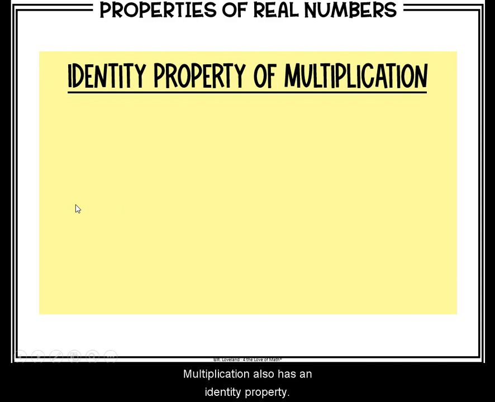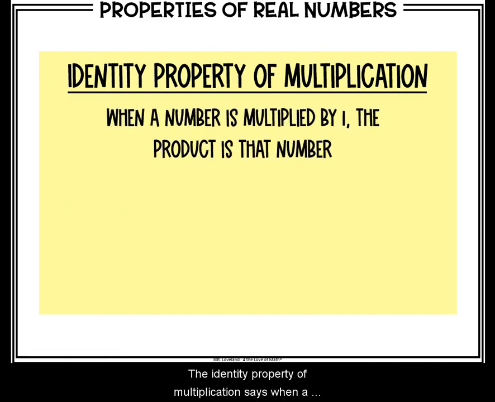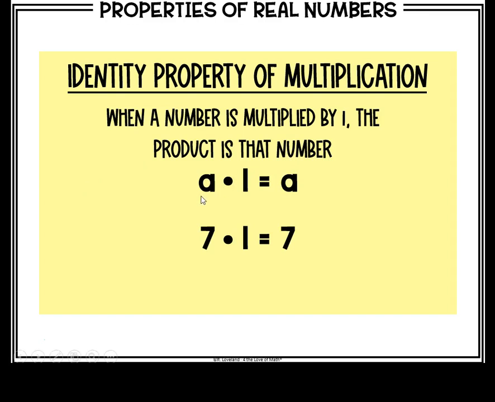Multiplication also has an identity property. The identity property of multiplication says when a number is multiplied by 1, the product is that number. So when we have a value a times 1, the product is always going to be that number, a. So we're looking at real numbers down here on the bottom. Our real number here is 7. 7 times 1, our answer is going to be 7. The identity property is a justification for doing this calculation.